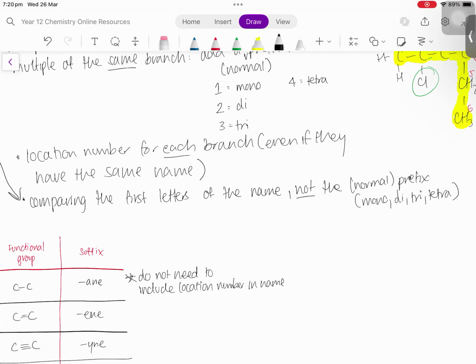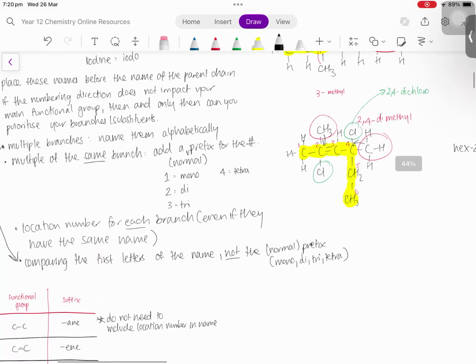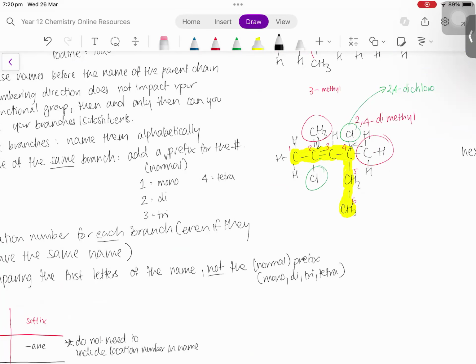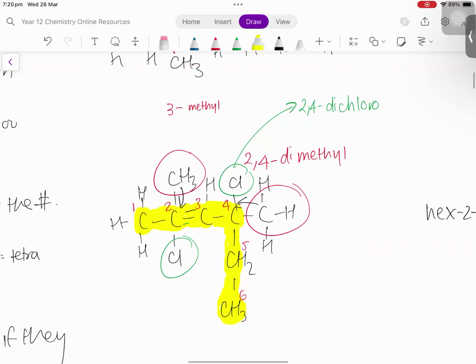So what I mean by that is, you know how you named it methyl and then you named it chloro, but then you put the di in front? You are not comparing the D in di. You're comparing the C in chloro and the M in methyl. Because otherwise it's like, what are you going to put first? Di or di or di? You're going to put them on top of each other or something. You're not comparing the letters of the prefix, you're comparing the letters of the names.